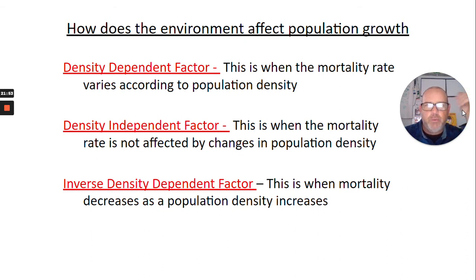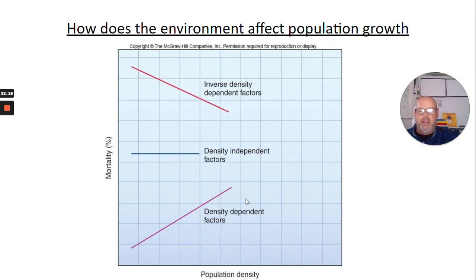Density independent factor, when it doesn't matter, that's when it's a hurricane. That's when it's a forest fire or a flood. It's a natural disaster. Whether there's 4 or 40 or 400, it's taking them out, right? Doesn't matter. Inverse density dependent factor: this is when mortality decreases as population density increases. Kind of weird to think about. Process that for a minute. Mortality decreases as population density increases. Seems kind of backwards, but this is how it might look.